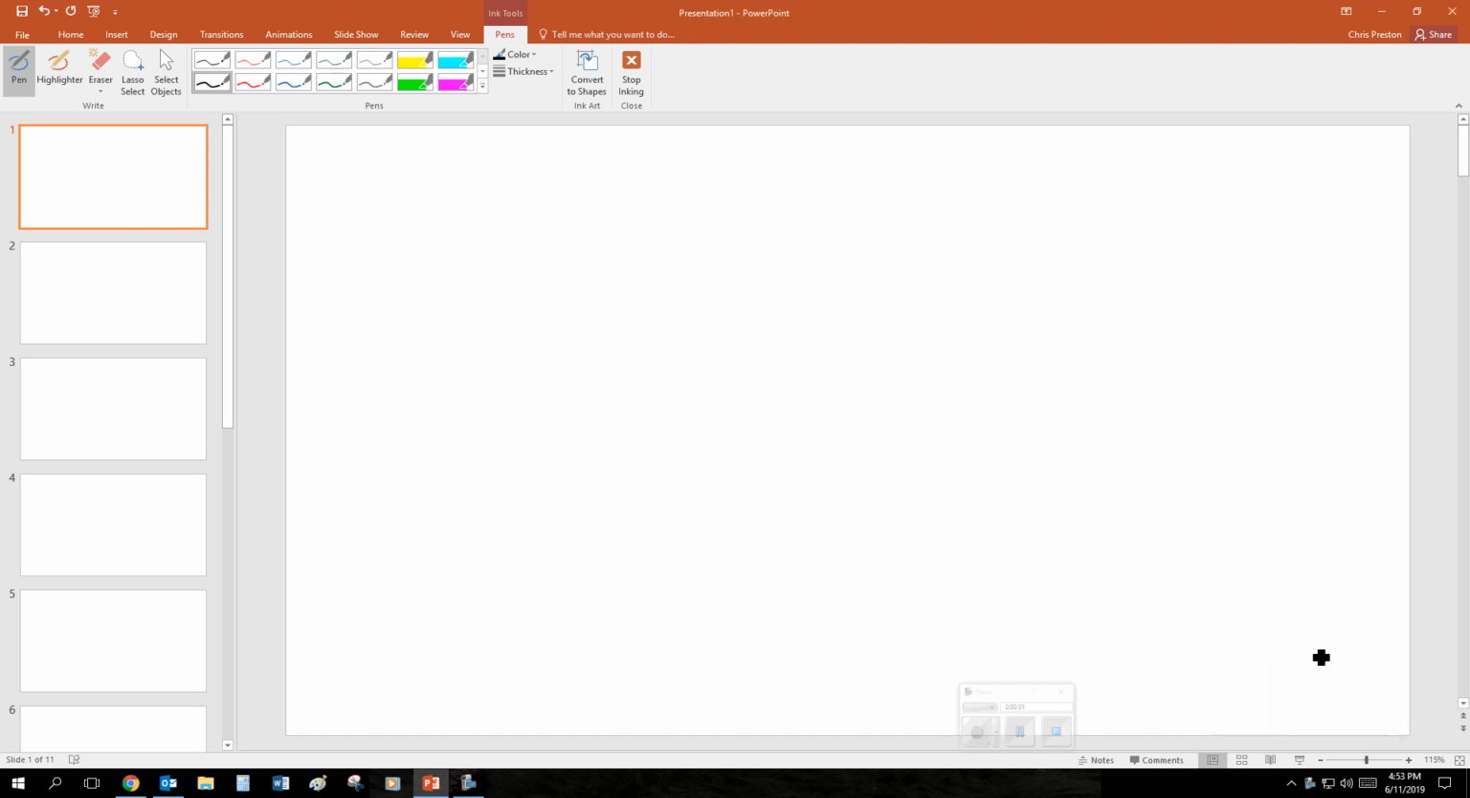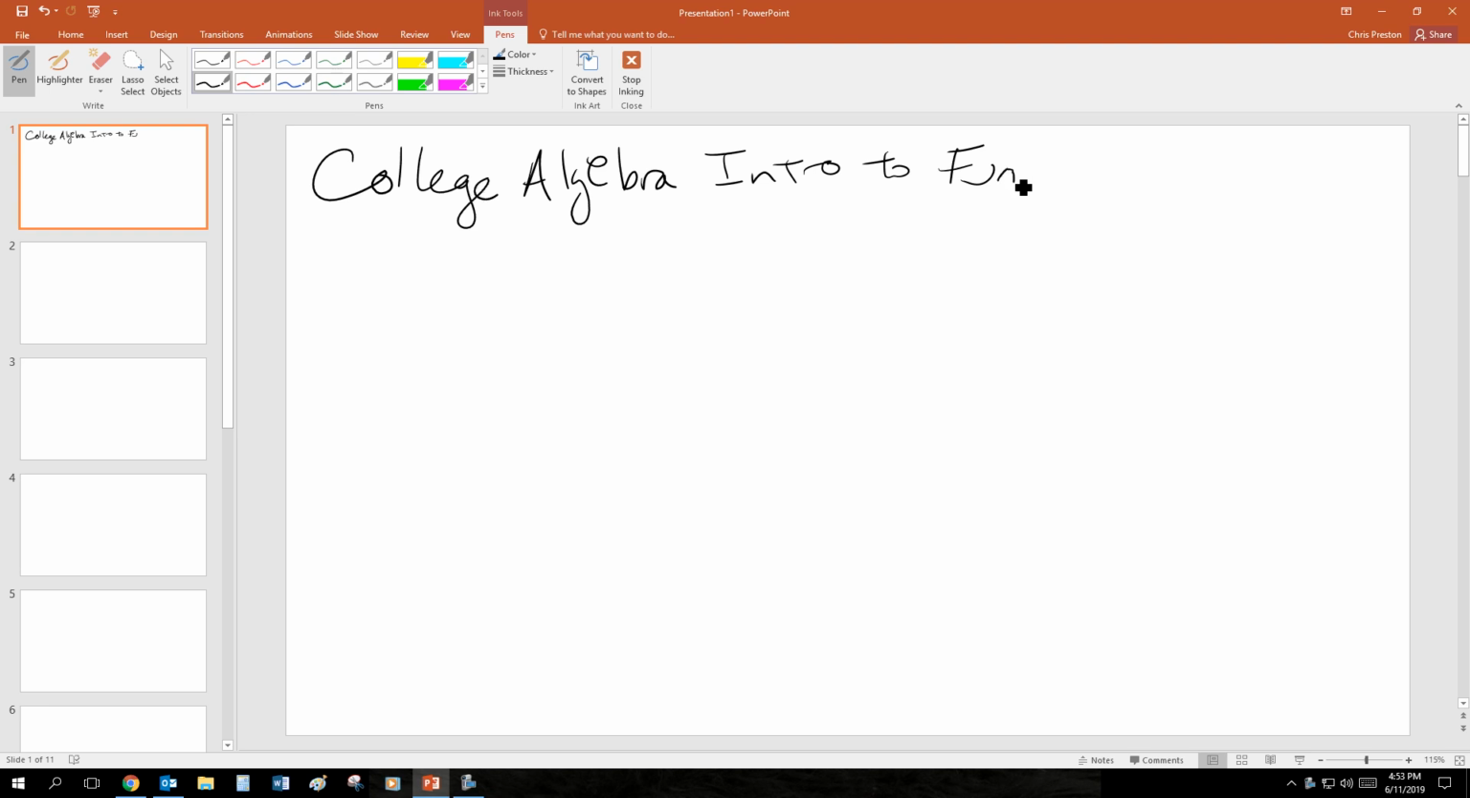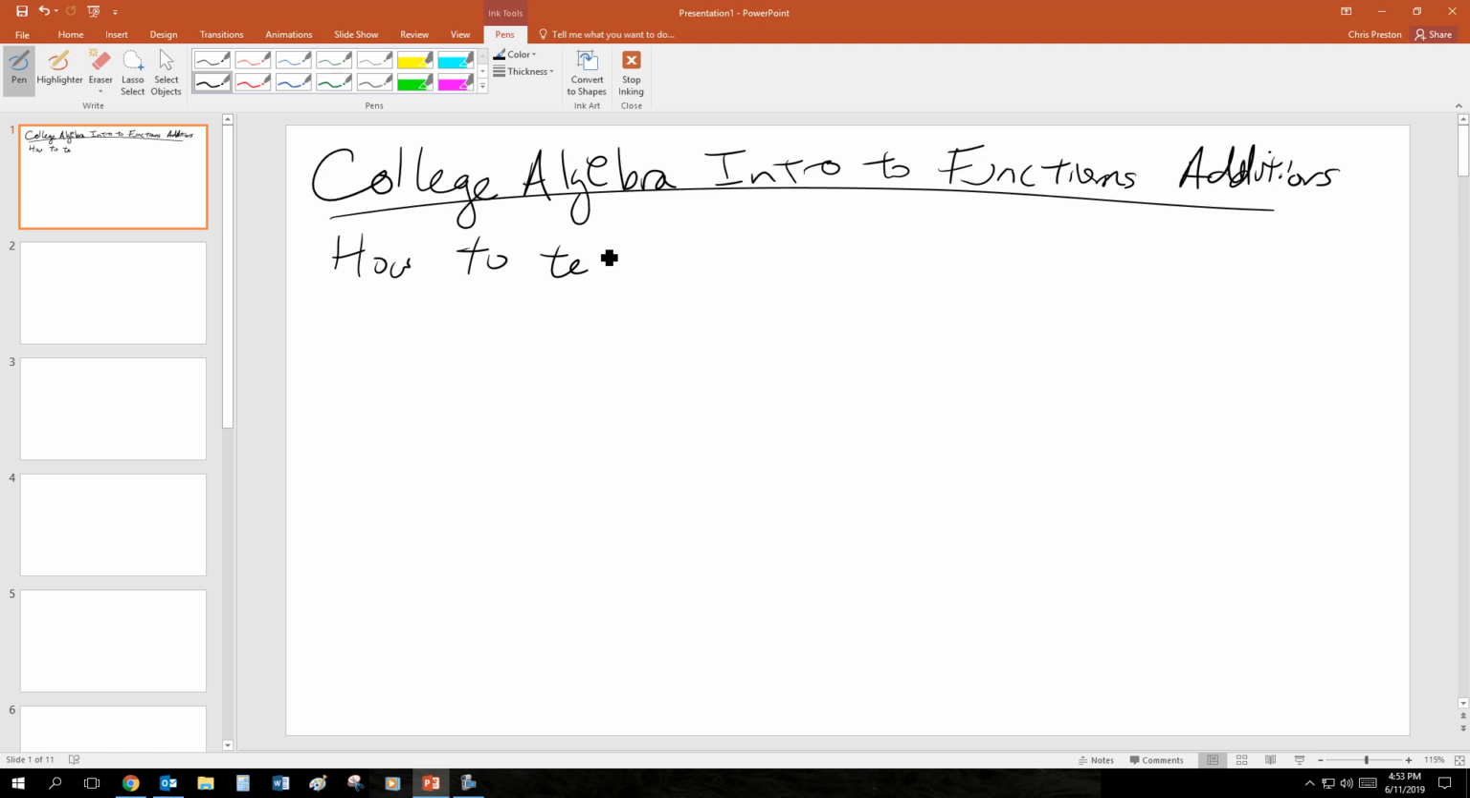Okay, this is going to be a supplement to that other function notation introduction. So this is the college algebra intro to functions. Additions. So some things that weren't covered in the intermediate algebra video. One of the things you're going to look at is how to tell if an equation represents a function.